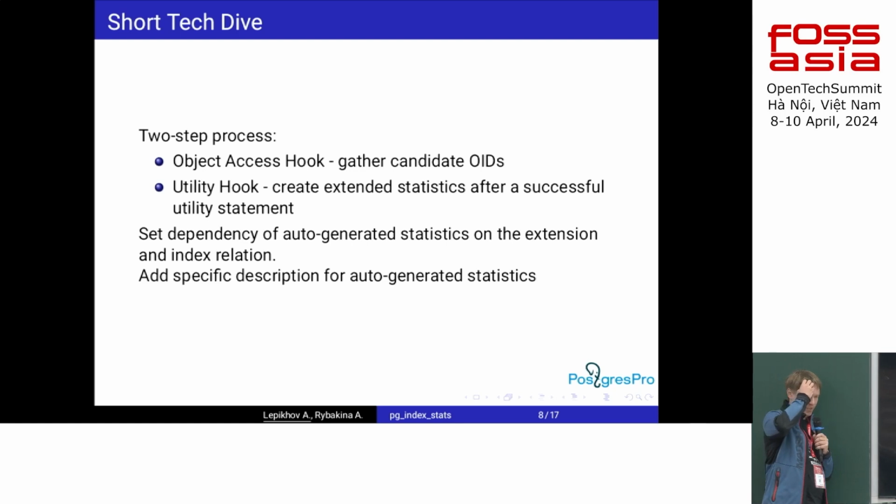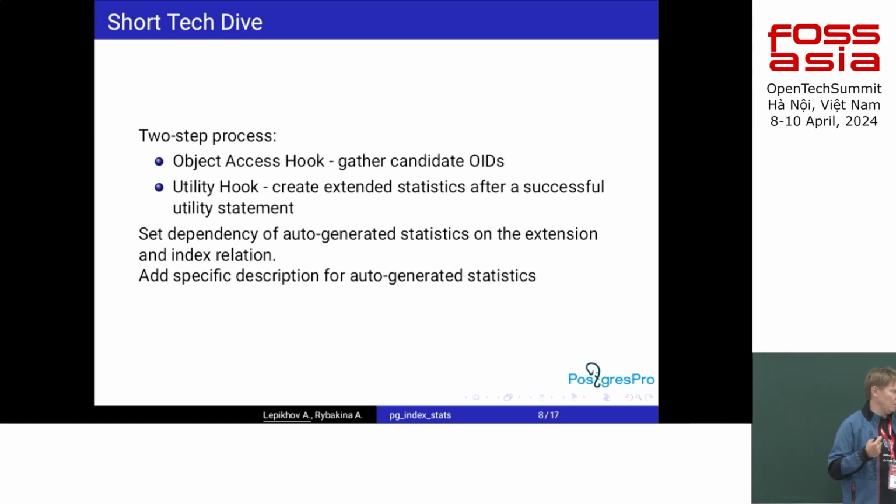A short deep dive into the implementation. During this implementation, we found out that it's not easy for Postgres, not natural, to create an object during creation of another object. And because of that, we made it in two steps.